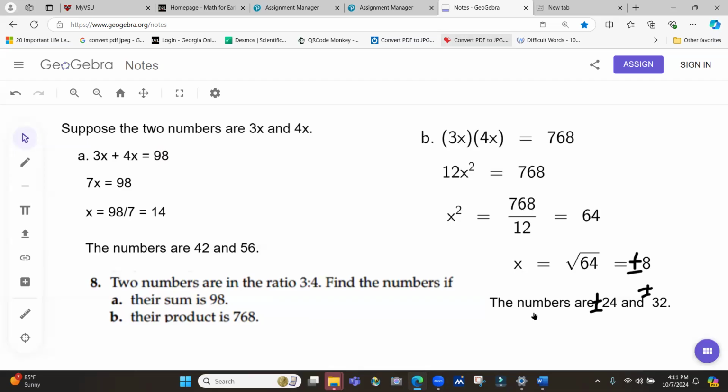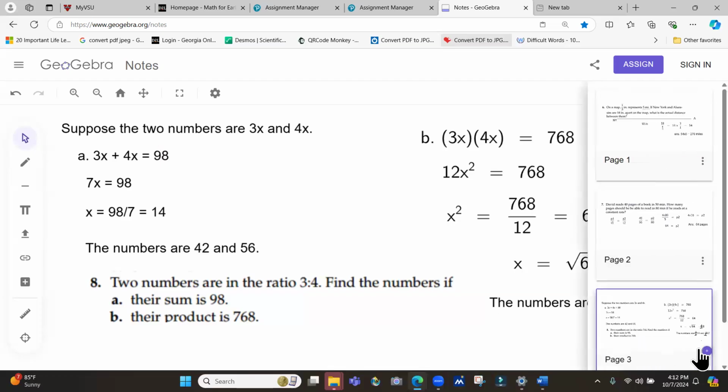Just giving you a couple of minutes to process it. Let me write it nicely here. Okay, guys, let's see if we can do the next one.